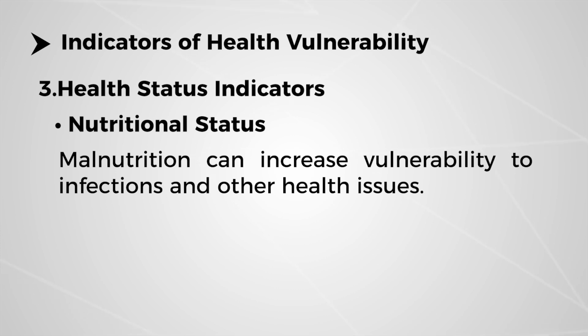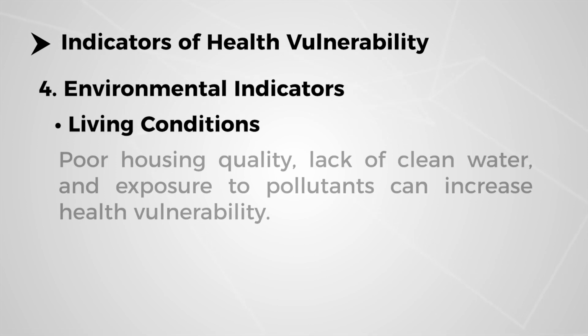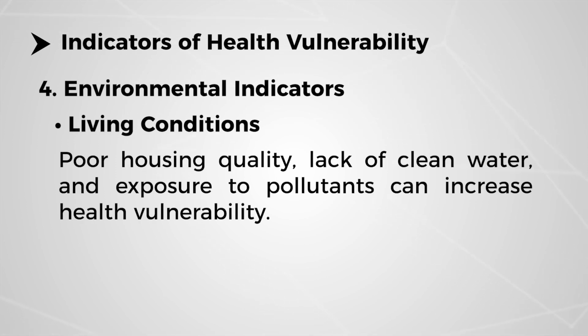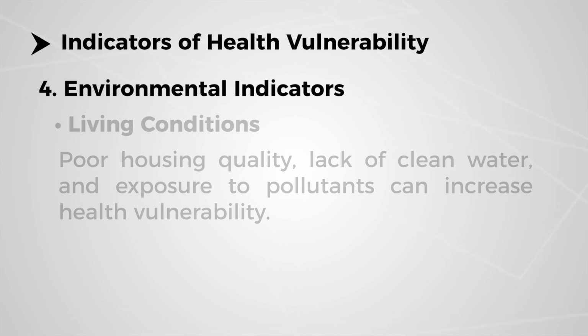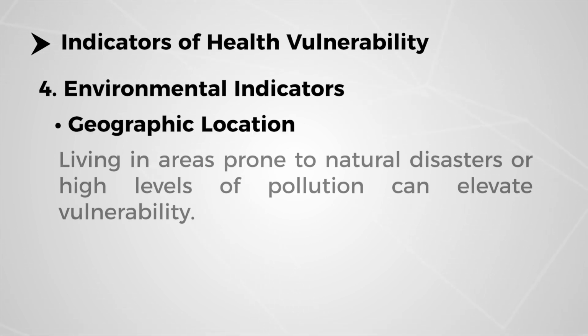Then we have another very important factor, which is environmental indicators. For example, living conditions like poor housing quality, lack of clean water and exposure to pollutants can increase health vulnerability. Geographical location also plays an important role. Living in areas prone to natural disasters or high levels of pollution can elevate vulnerability.